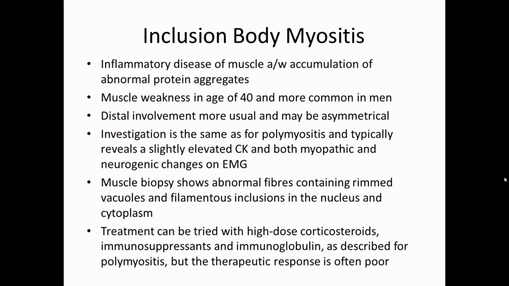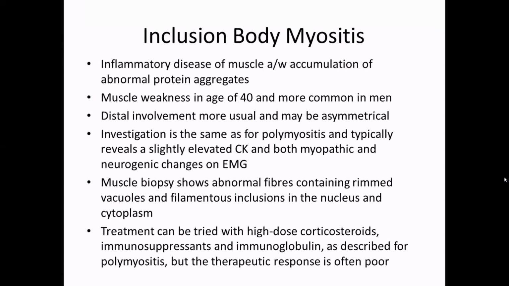The next disease is inclusion body myositis. So यो disease polymyositis र dermatomyositis भन्दा अलिकति डिफरेन्ट छ. It occurs in patient aged 40 or more, and it is more common in men. It is also inflammatory disease of the muscle associated with accumulation of abnormal protein aggregates. So that's why it's called inclusion body myositis.